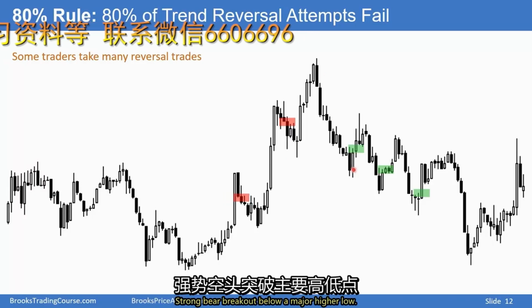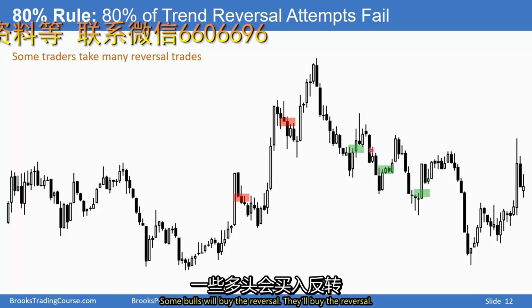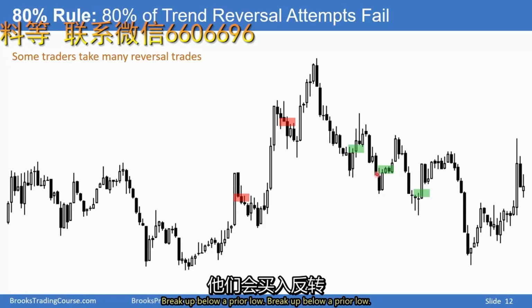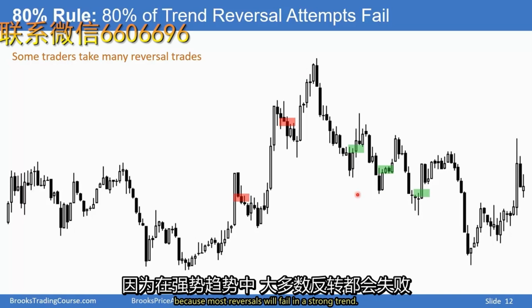Strong bear breakout below a major high or low. Some bulls will buy the reversal. They'll buy the reversal, break out below a prior low, break out below a prior low. They'll buy the reversal. But when you're in a bear trend and you're buying only for a scalp, because most reversals will fail in a strong trend.